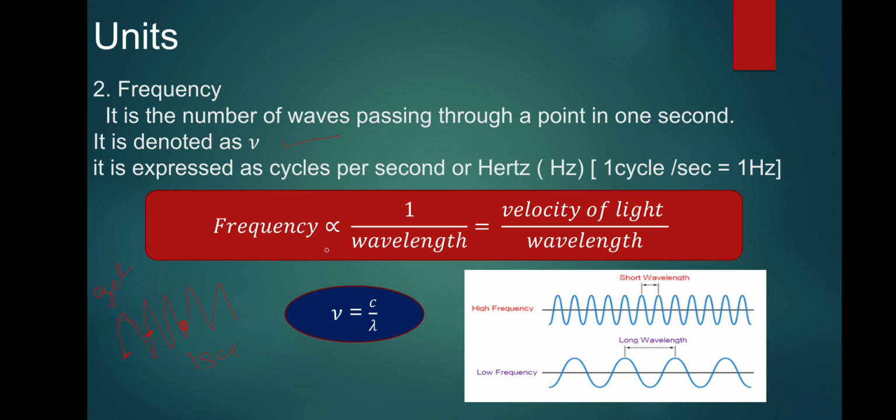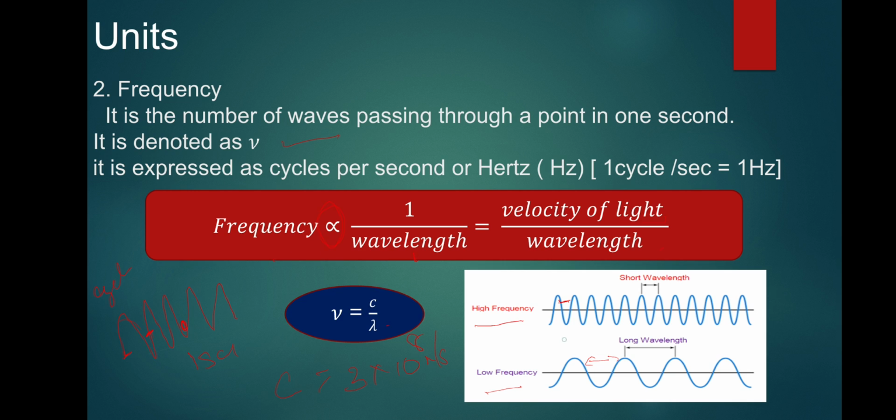Frequency, if you take, you can say that it is inversely proportional to wavelength, and when you take the proportionality constant, it becomes the velocity of light. So nu is equal to c by lambda, where c is the velocity of light, which is equal to 3 into 10 to the power 8 meter per second. So you can see it is inversely proportional. See this curve, high frequency means the wavelength will be small. Low frequency means wavelength will be large. So they are inversely proportional.